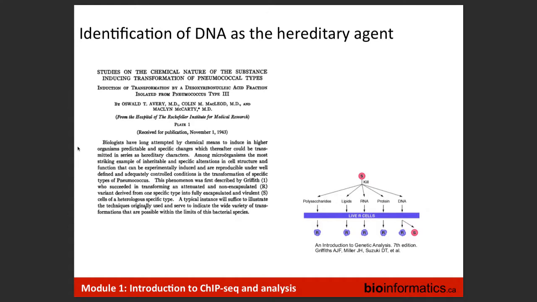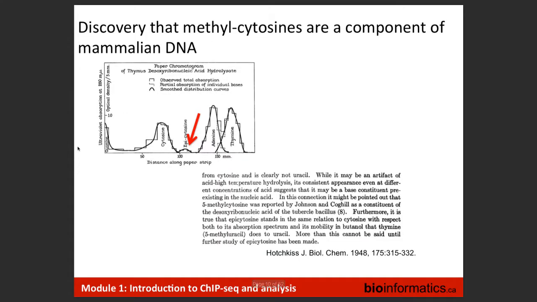Shortly thereafter, of course, the famous experiments by Avery, MacLeod, and McCarty showed that DNA was the hereditary element, so it was in fact DNA by which phenotype could be transferred. So now we understand that there's DNA, and that there are heterochromatin and euchromatin compartments, but we still have no real understanding of the epigenetic mechanisms.